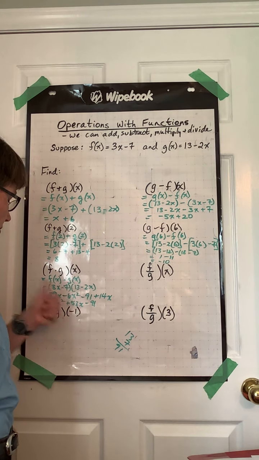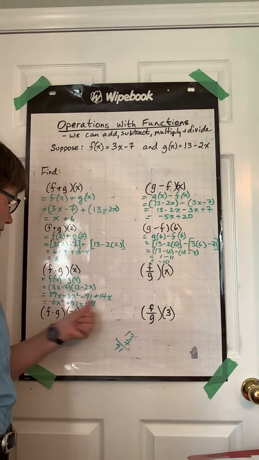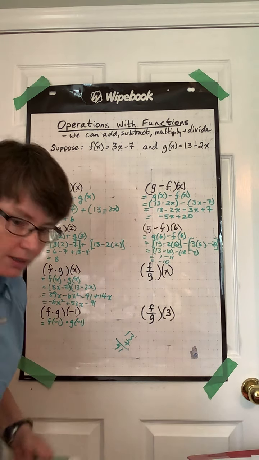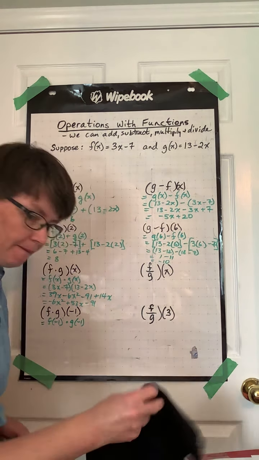Okay, what instead if we have f times g of negative 1? So we could do this out and then substitute negative 1 in for x, or we can do that just right away. And in this case, that's going to make things easier just to do it right away. This means f of negative 1 multiplied by g of negative 1. So get rid of that rough work there.